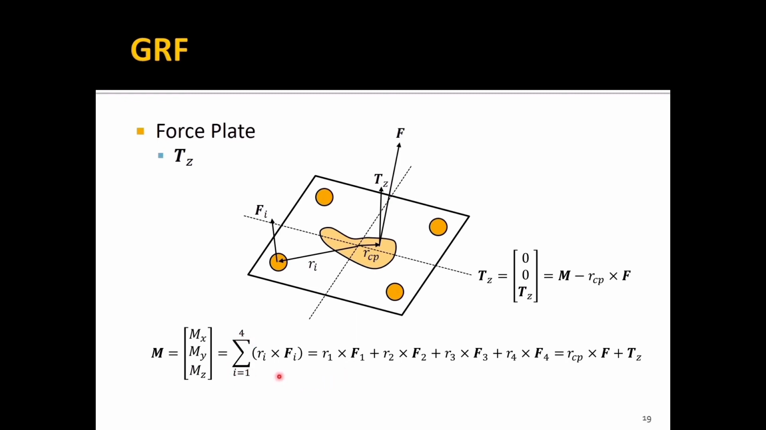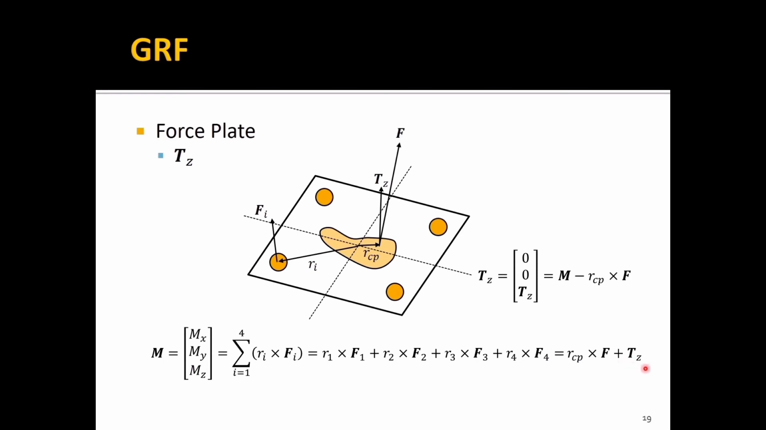So as you learned, in order to calculate moment, we need to have a position vector and force vector. So r cross F. This part is the moment caused by the first sensor, and this is the moment caused by the second sensor, and the moment caused by the third sensor, and then the moment caused by the fourth sensor. And the sum of all these moments is equal to the moment caused by the ground reaction force about the true origin plus a twist moment.